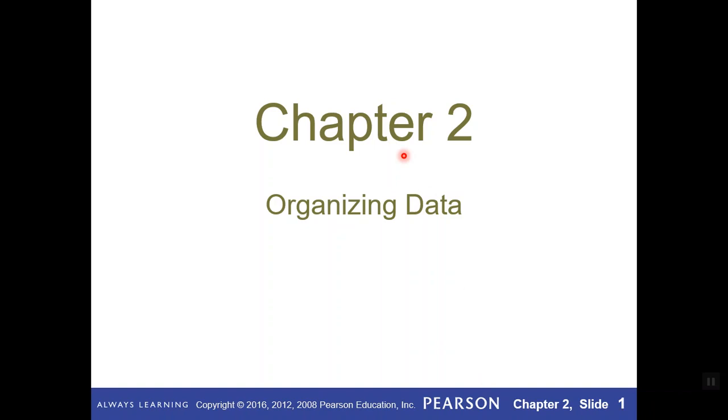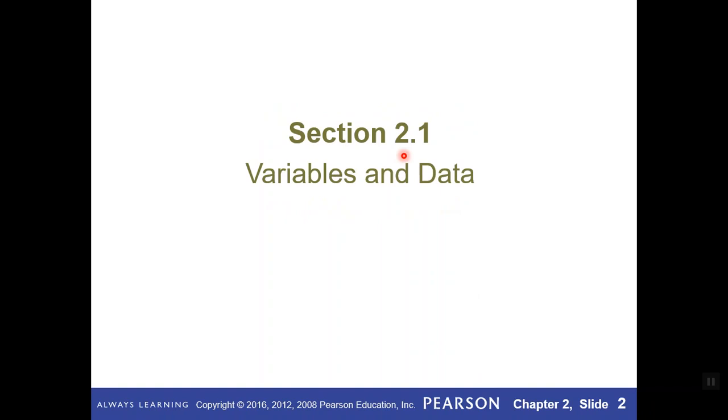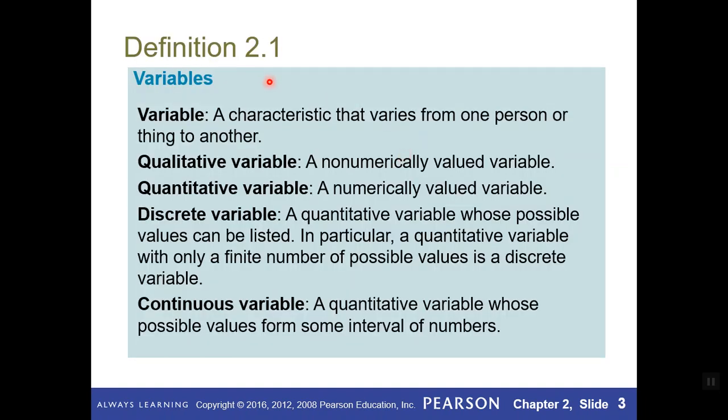Today I'm going to start chapter 2, which is organizing data. Under chapter 2, section 2.1, we are talking about variables and data. So there are a few definitions. First, we need to check what these variables are. What does variable mean?